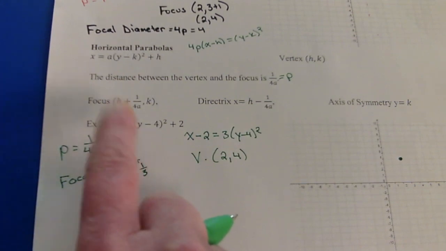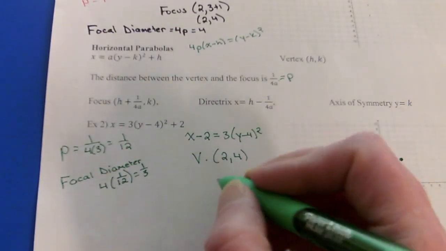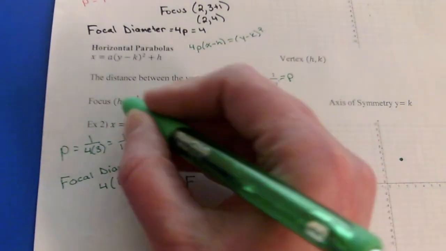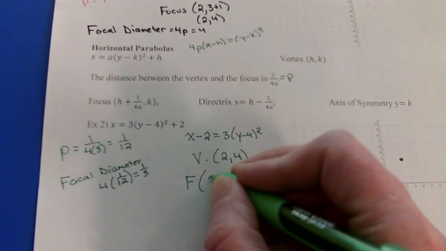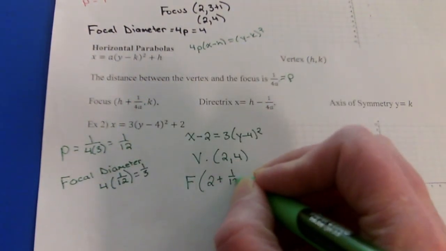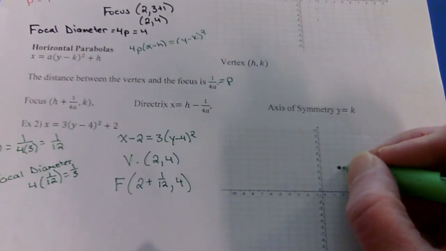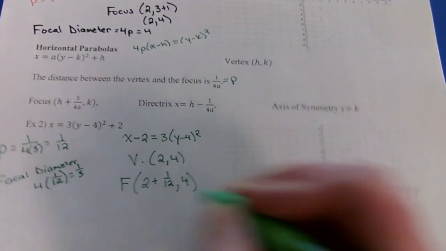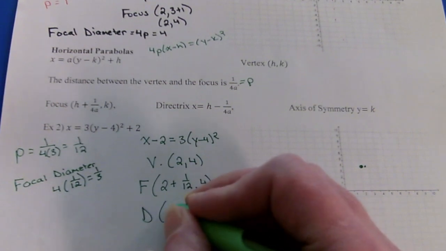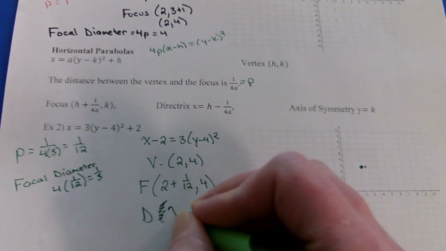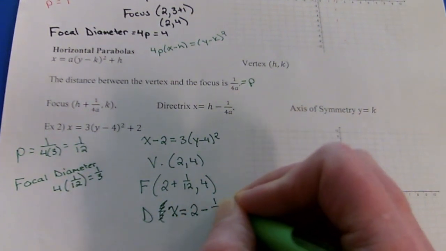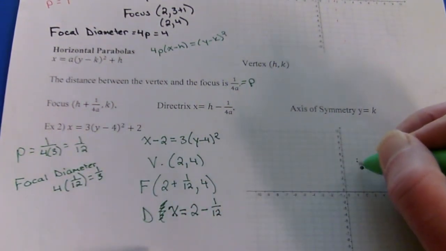To find my focus, I'm going to be adding to my x value. So this is going to be 2 plus 1/12, 4. So 2 plus a very, very little bit. It's like barely there. And the directrix would be, whoops, it's not a point. It'd be x equals 2 minus 1/12. So it's going to be really, really close.